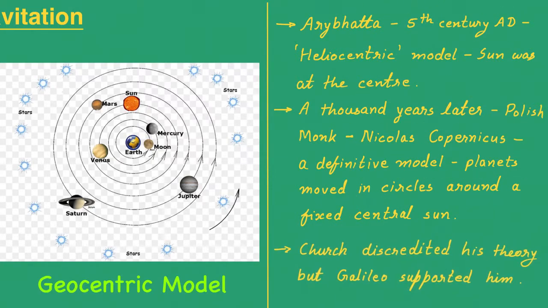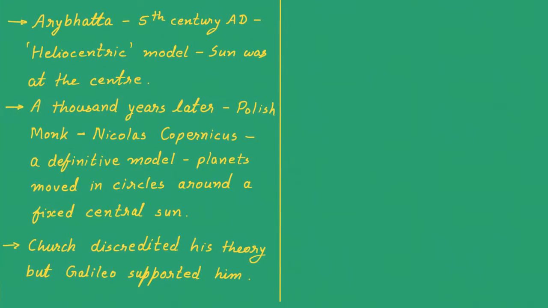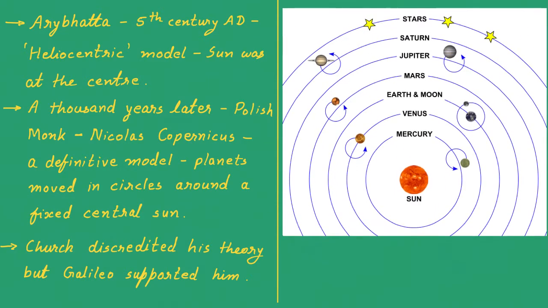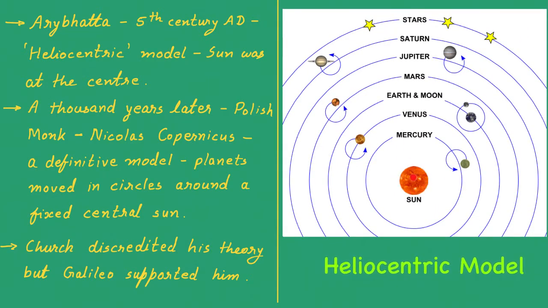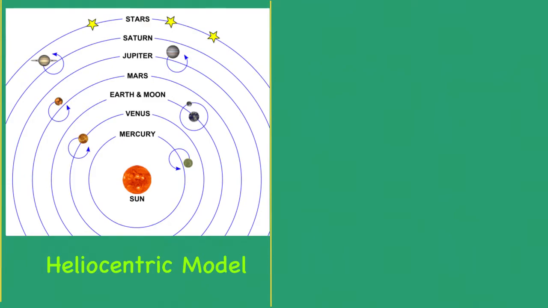But unfortunately, the church discredited his theory. In fact, Galileo supported him. Let me show you a heliocentric model where sun is at the center. As you can see here, this is sun at the center and all the planets, Mercury, Venus, Earth and Moon, Mars, Jupiter, Saturn and stars, all are moving around sun in circles. This is the similar model that we use nowadays, only the difference is of orbits. Here, as per Copernicus, the orbits are circular, but now we know that orbits are elliptical.